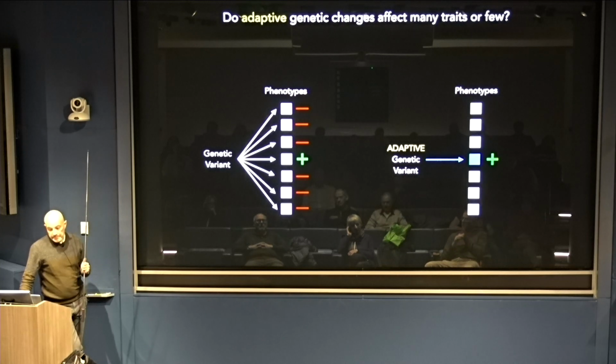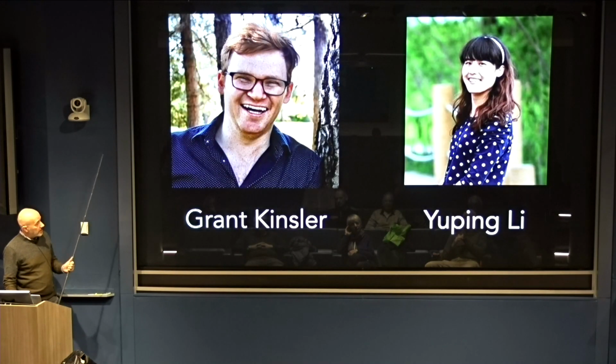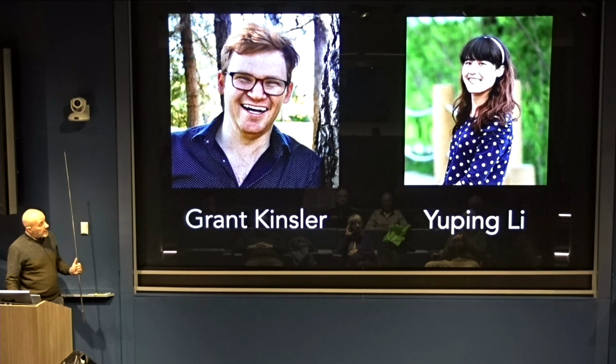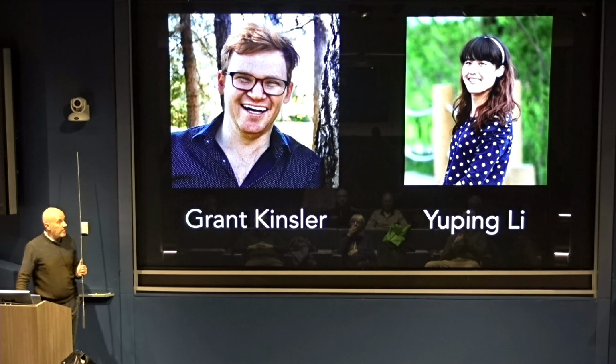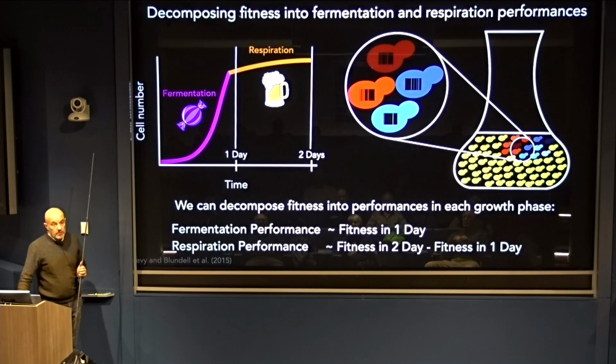In other words, can we figure out how many different traits these adaptive mutations affect, and is it true that they are modular? This work was the PhD work of two really great PhD students, Grant Kinsler, who is now doing a postdoc at UPenn in cancer biology, and Yuping Li, who just started her own lab in Basel in Biozentrum. All right, so how do we study it?